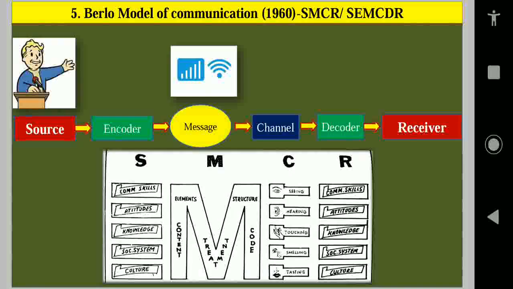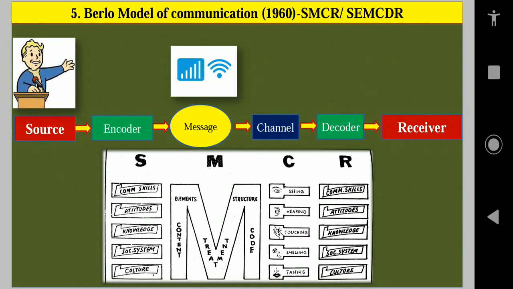Next come to the Berlo model of communication. Fifth one is your Berlo model of communication. The Berlo model of communication was developed in 1960. In short form it is SMCR, sometimes also called SMCDR.